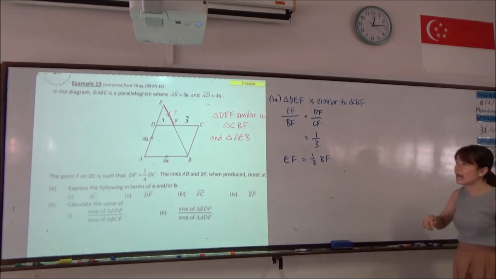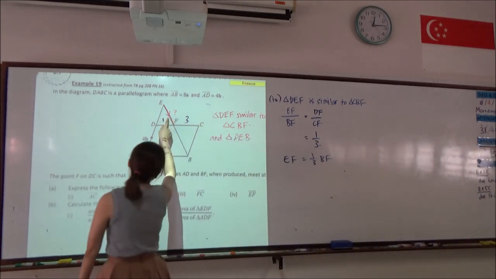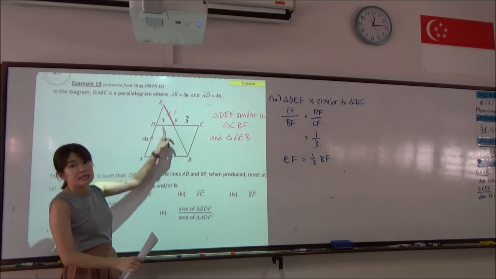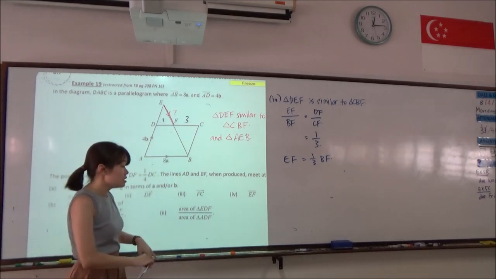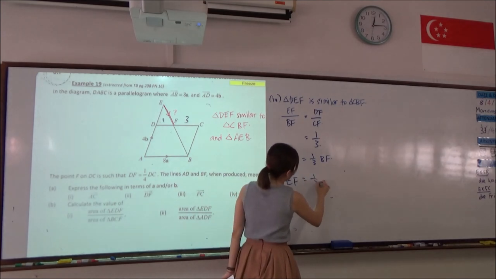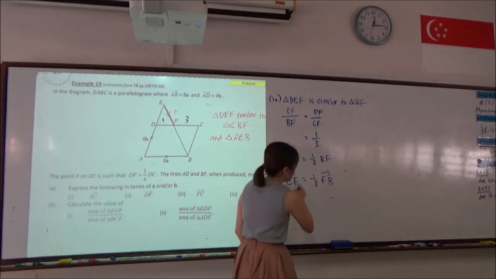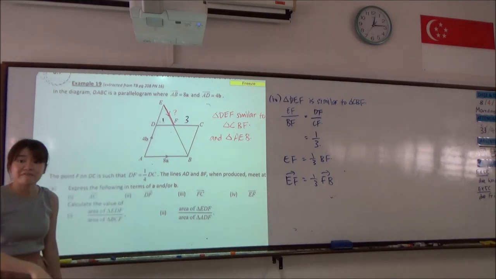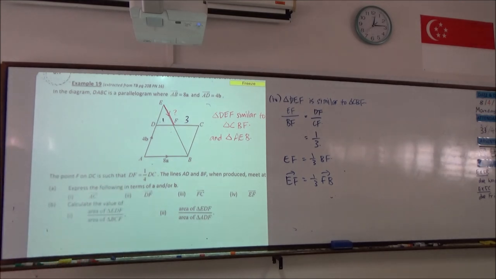Because EF is a direction going downwards, but BF itself is a direction going upwards. So therefore, if I want to draw a vector conclusion, EF is actually equal to 1 third of FB. You understand?